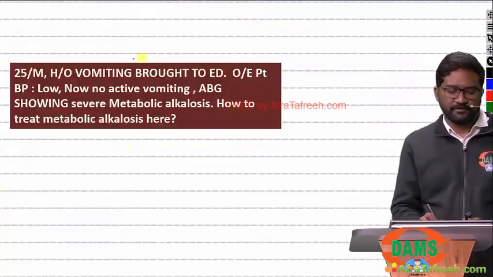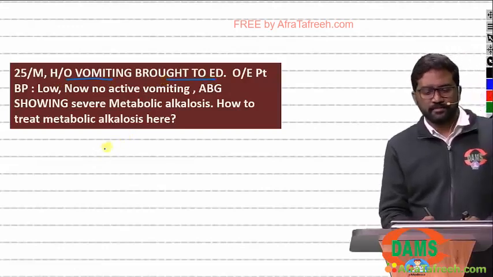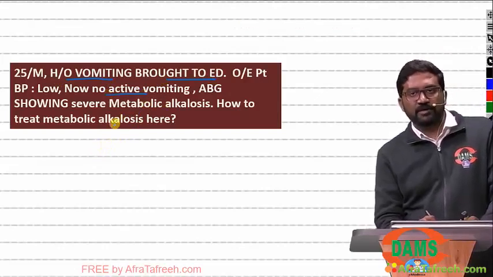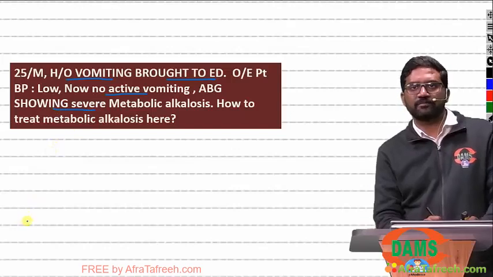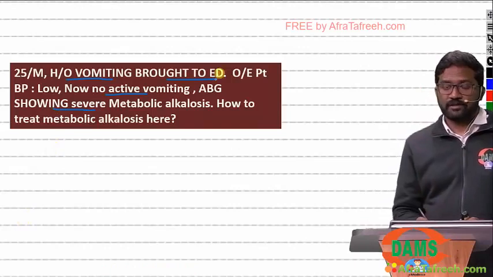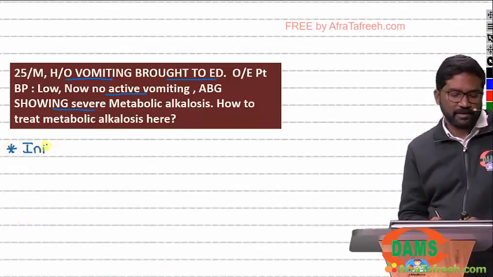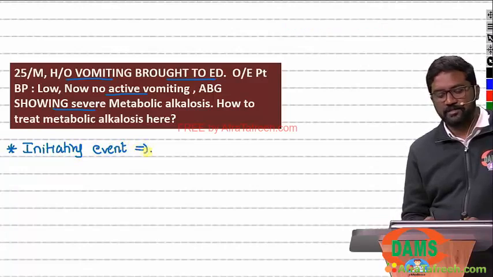There was a 25-year-old male, history of vomiting, brought to the emergency department. On examination, his BP is low. Now the vomiting has completely subsided, but ABG is showing severe metabolic alkalosis. They are asking how to treat the metabolic alkalosis. First understand, why did metabolic alkalosis happen? So what was the initiating event? The initiating event should be the patient's vomiting.